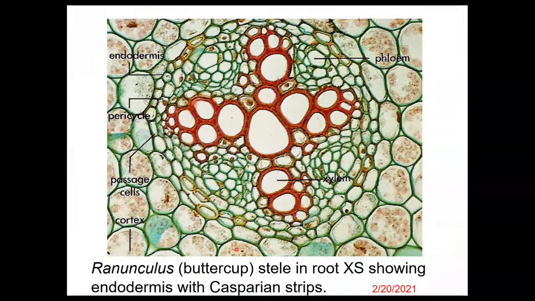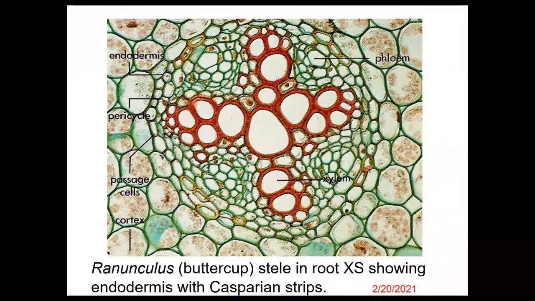One is, again, this is the stele. Everything inside of the endodermis is the stele. Now, it's Casparian strips. It's kind of a subtle concept here, but that's what you see here in this red out here in the endodermis.